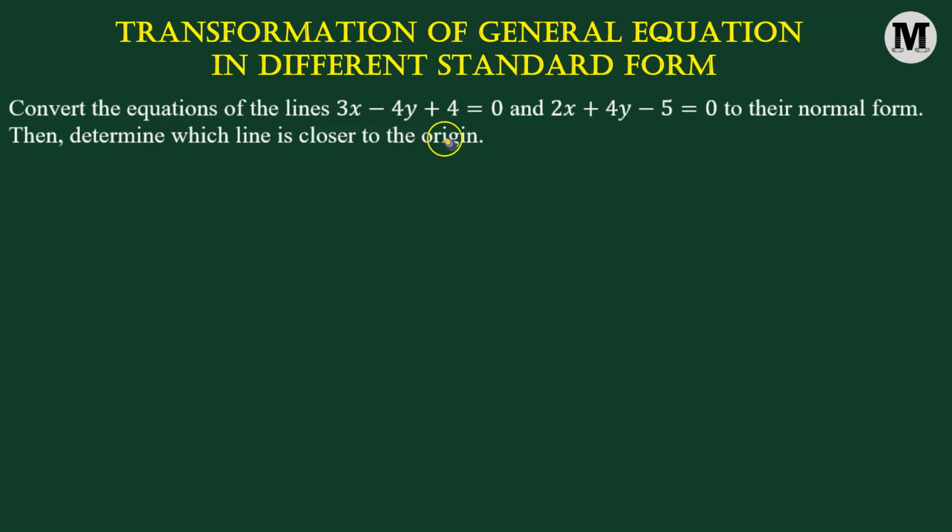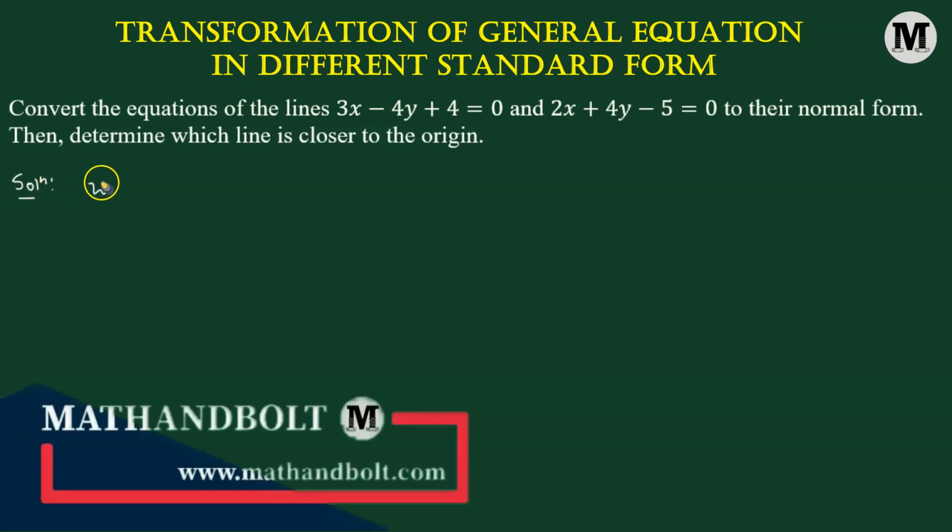Convert the equations of the line 3x minus 4y plus 4 equals 0 and 2x plus 4y minus 5 equals 0 to the normal form. Then determine whichever line is closer to the origin. Okay, let us begin. So here we have two equations.